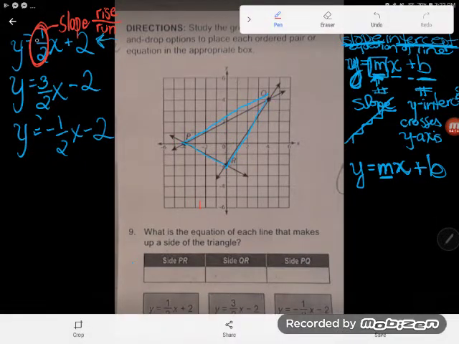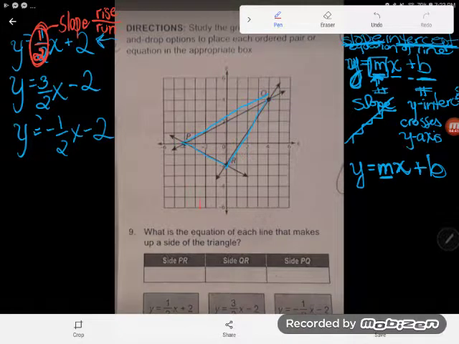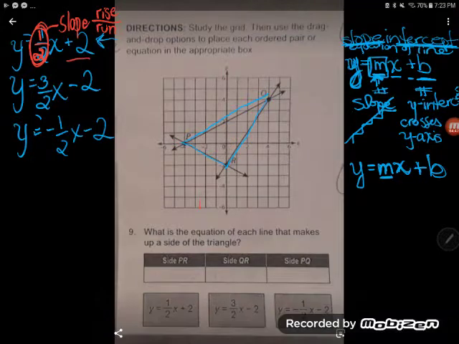So what I'm saying is that this line is sloping. It's going 1 up for every 2 it goes over. 1 up for every 2 it goes over. That's what a slope of 1/2 means. Okay. Now there's another piece of information here, the positive 2.